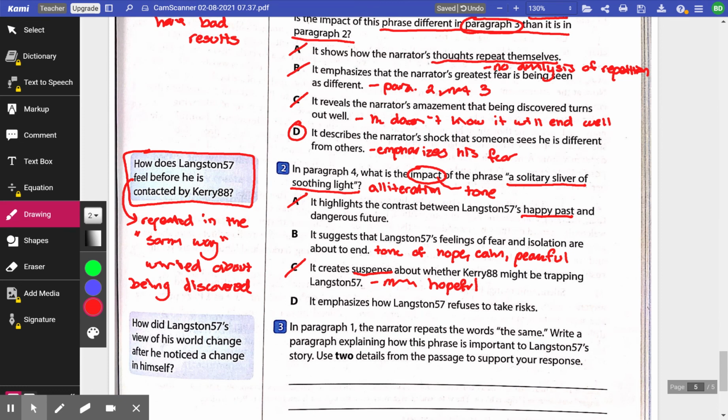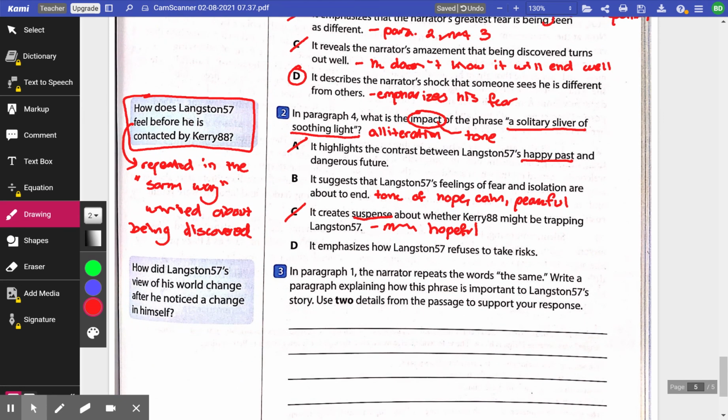All right, so answer choice D says it emphasizes how Langston 57 refuses to take a risk. Well, maybe he refused to take a risk at the beginning, right, because he was worried, but at the end of the passage, he does take a risk by visiting Carrie 88. So this one's not really true, and answer choice D can be eliminated for that reason.